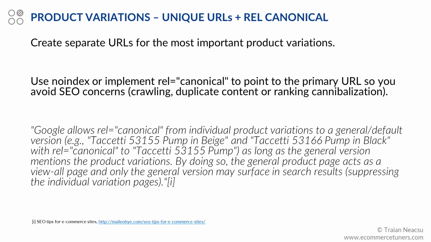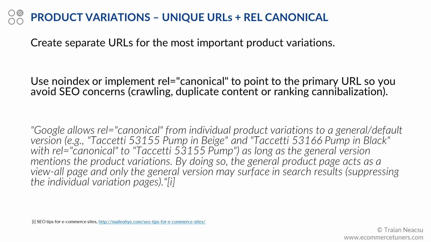I usually recommend creating separate URLs for the most important product variations, not just for SEO reasons, but also to provide better landing pages for PPC and PLA campaigns. If you get into SEO issues such as crawling, duplicate content, or ranking cannibalization, you can always noindex variation URLs, or you can implement rel canonical to point to the representative URL.